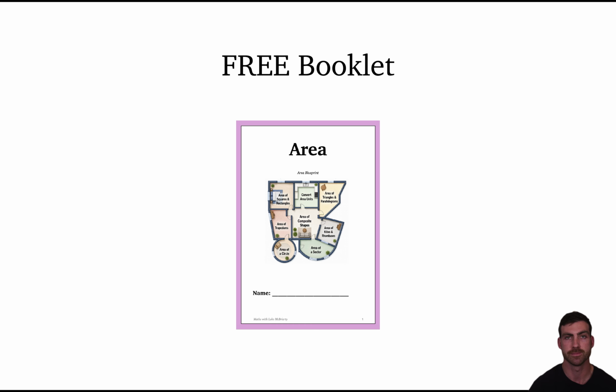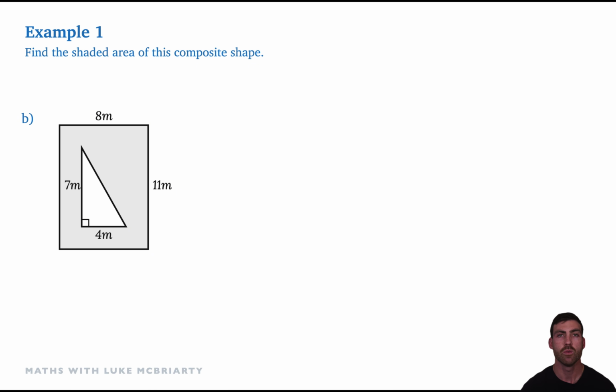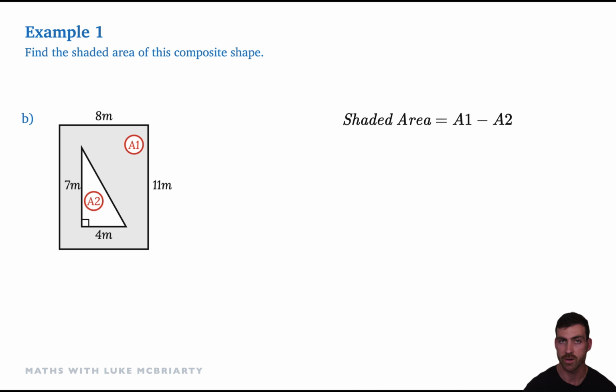In example B, we identify that this composite shape is made up of a rectangle and a triangle. Let's label the rectangle area 1 and the triangle area 2. Since we don't want the area of the triangle, to find the required shaded area, we need to subtract area 2 from area 1. Now let's quickly check and see if we have all the required measurements for the formulas.